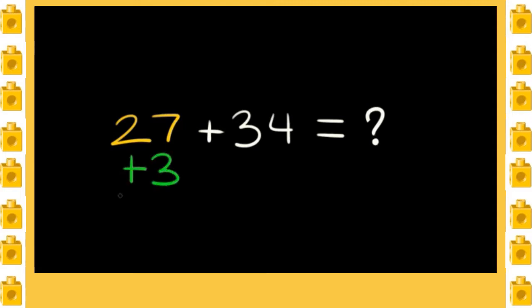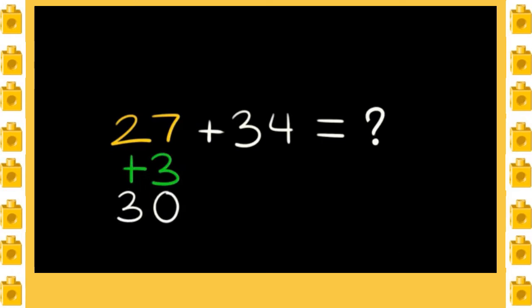Okay, let's say we have a problem like this. 27 plus 34 equals something. Well, what we want to do is get to a zero number. Now, the nearest zero number to 27 is 30. And to get to 30, we have to count on. We have to add. So what we'll do is add 3. And then we'll have 27 plus 3 equals 30.